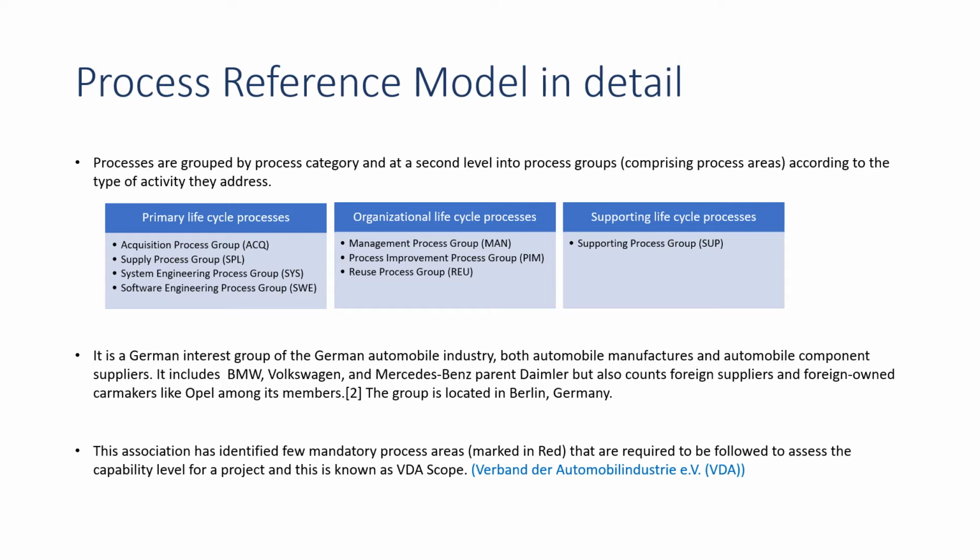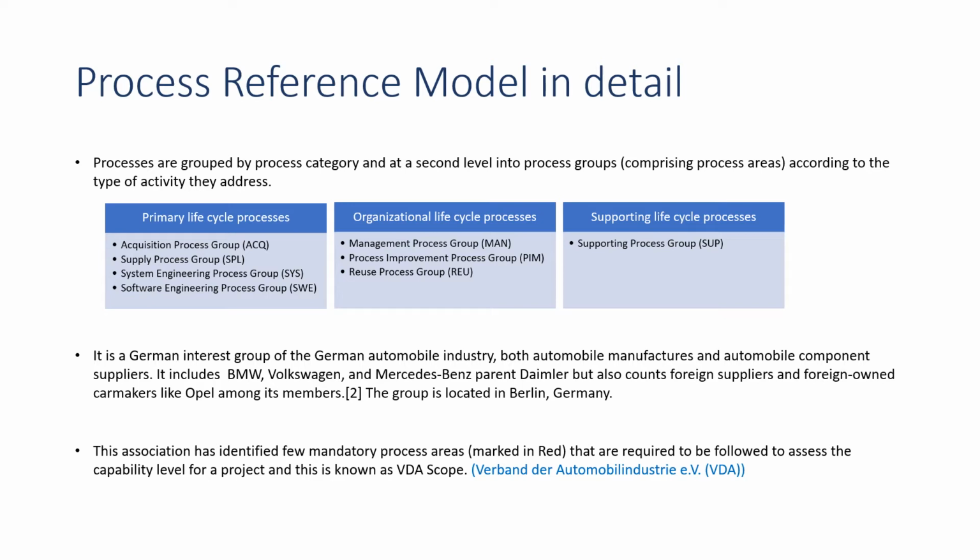Coming to organizational lifecycle processes, we have the management process group, the process improvement process group PIM, and the reuse process group REU. For support lifecycle processes, we have the supporting process group SUP. We have altogether three basic categories, and they are further classified into eight different groups, 3 into 8.